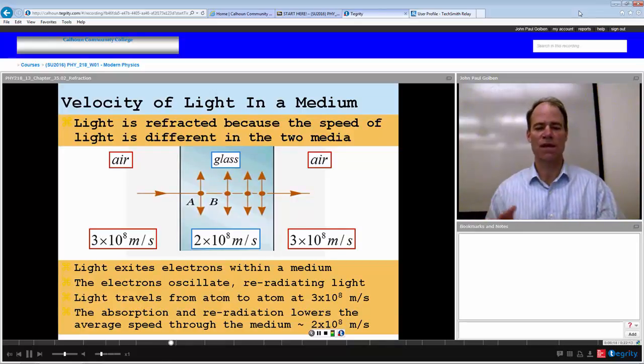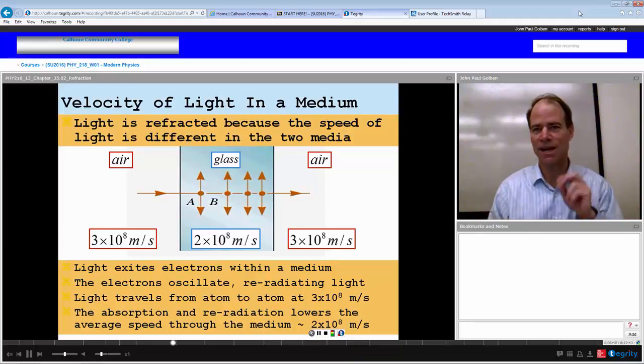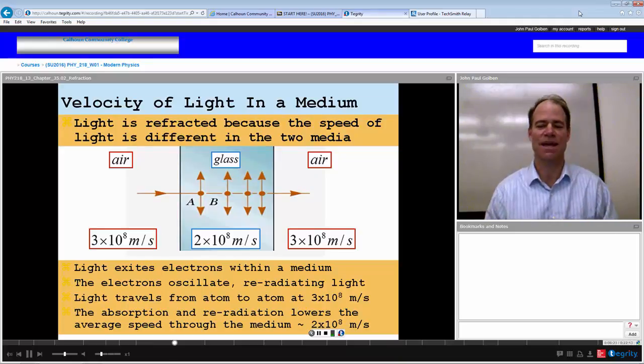And so if we measure the light through the medium, it's 2 times 10 to the 8 meters per second, even though the light itself, as it's traveling from point to point, is still moving at 3 times 10 to the 8 meters per second.